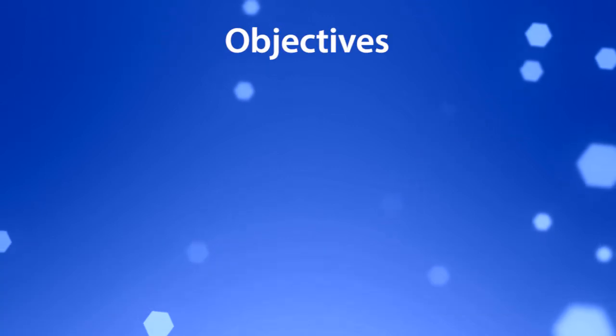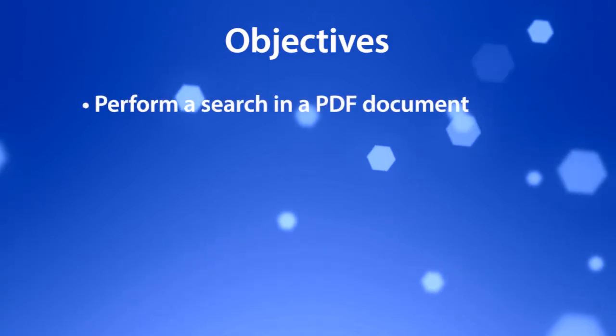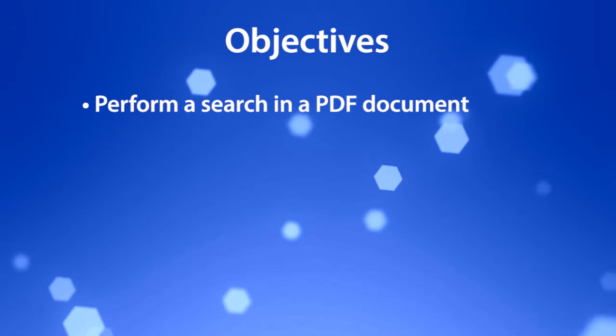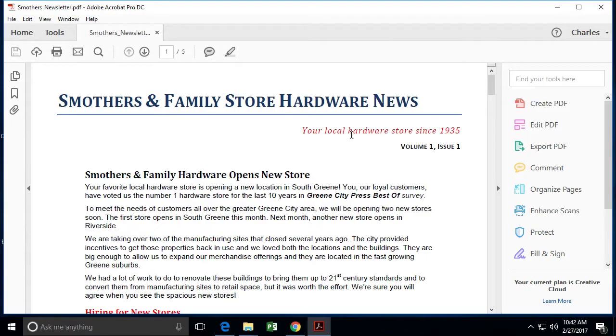In this lesson, you will learn how to perform a search in a PDF document. So now I know how to navigate through a document. I have this newsletter that we're going to send out, and we've discovered that one of the employees got the name of a pet wrong. So is there an easy way for me to find the name and change it, or do I have to read through the whole document?